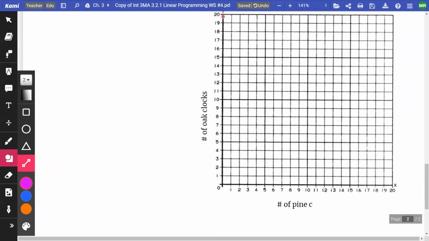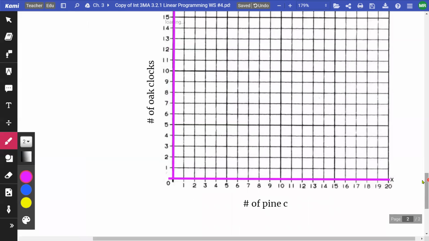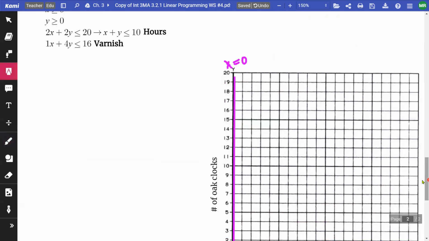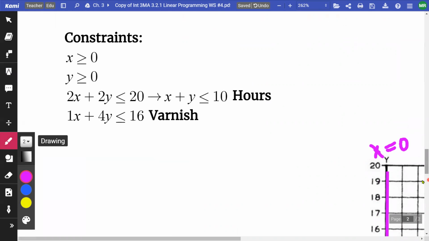So if I have a vertical line here, I'd be shading to the right of that. And here I have my horizontal line. And just so everyone understands, this one here is my x is equal to 0. That's what that line is. And this one here is y is equal to 0. At this point, I would be shading everything in this quadrant, everything to the right of the vertical line and above the horizontal line.